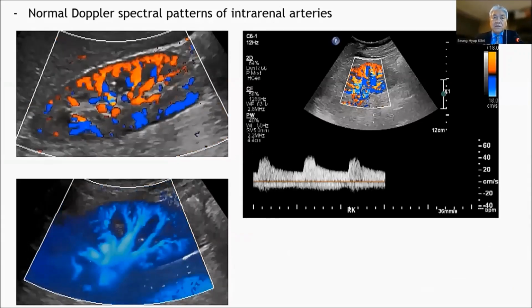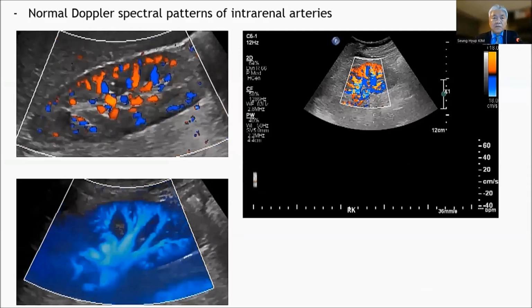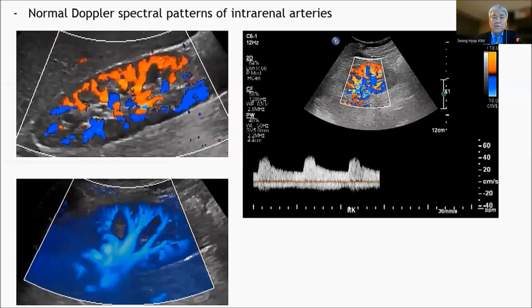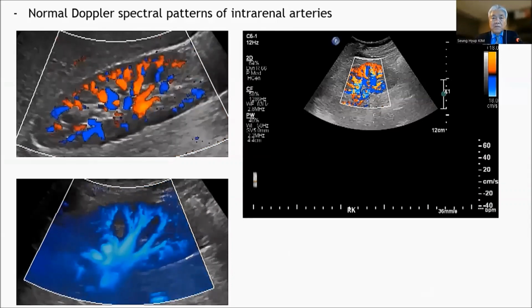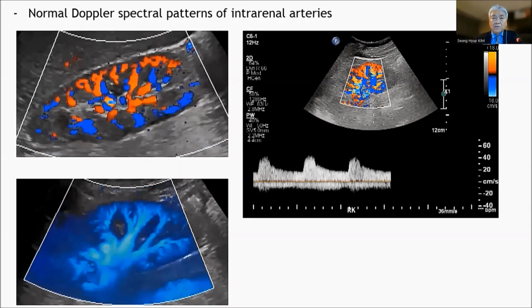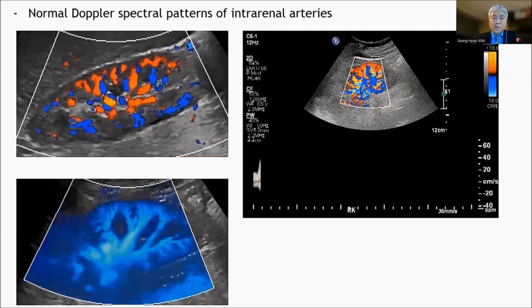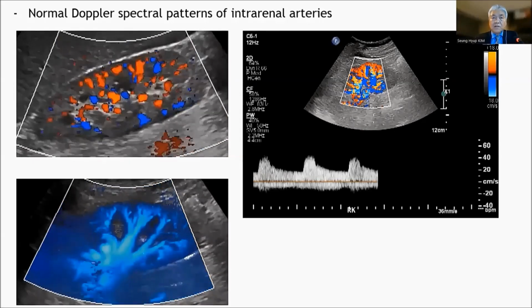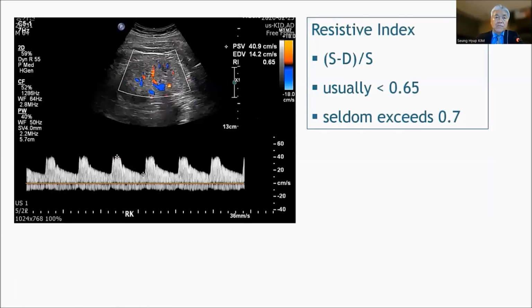Next is Doppler ultrasound. I know that Doppler ultrasound, especially spectral Doppler ultrasound, is not included in many renal ultrasound examinations, but I think it is not a proper exam if we omit spectral Doppler, because this Doppler spectral information is important and sometimes very critical in clinical decision making based on ultrasound findings. Among the various Doppler spectral indexes, the resistive index is most commonly used.